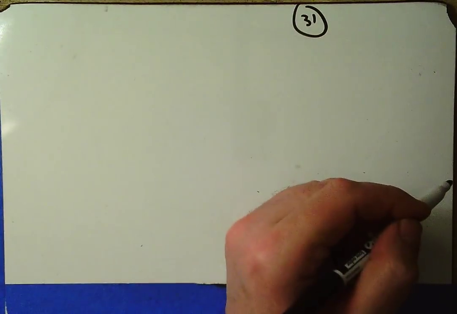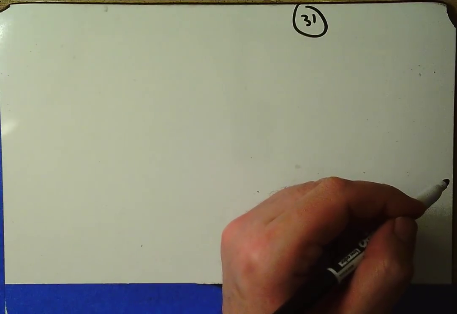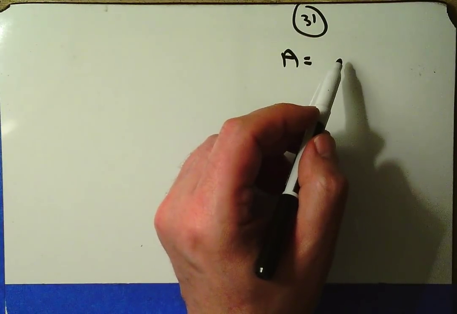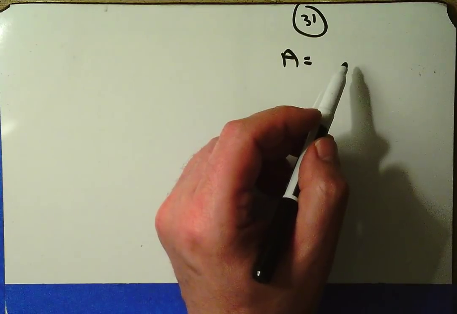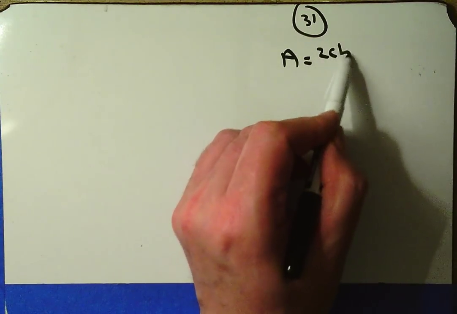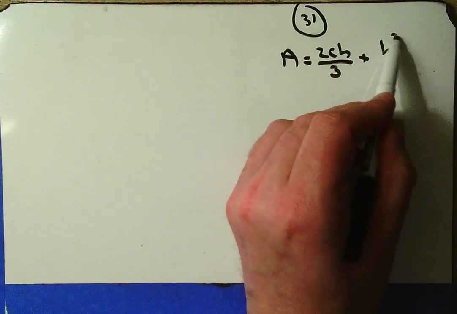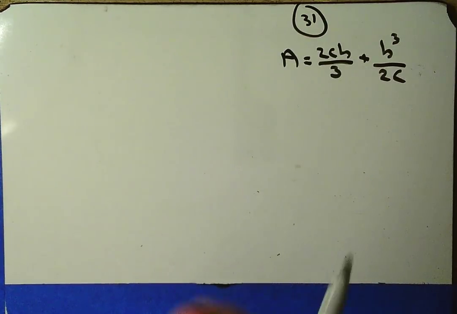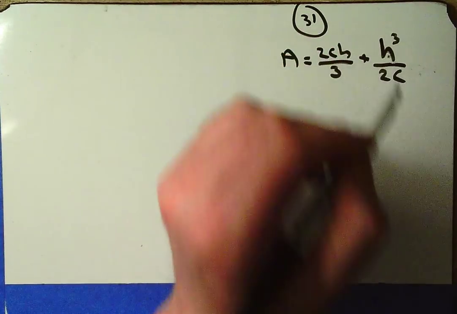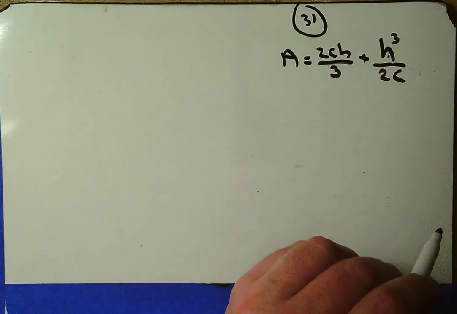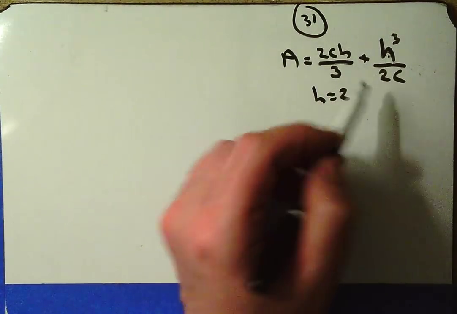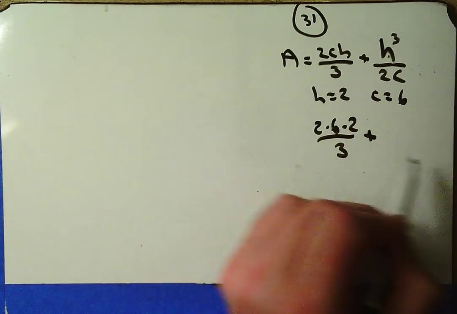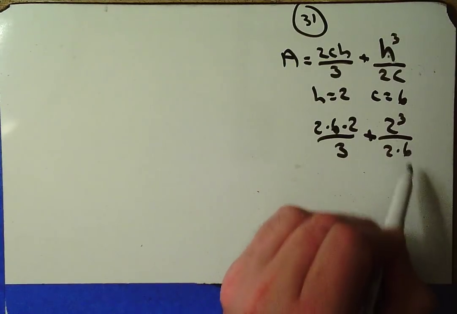31. So here we're told that we can approximate the area of this sector, or the area of the shaded portion, this segment, by using this formula 2ch over 3 plus h to the third over 2c. Yeah, I've never seen that formula before. It's kind of cool. I'd like to know where it comes from. But all I'm going to do is plug in my h value of 2 and the chord length value of 6 and see what I get. 2 times 6 times 2 over 3 plus 2 to the third over 2 times 6.